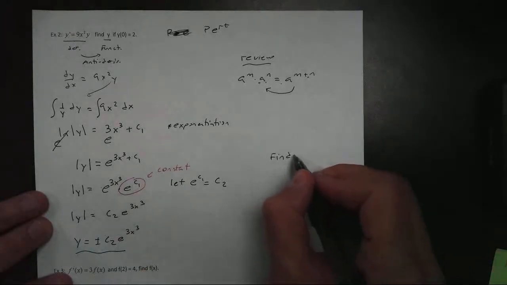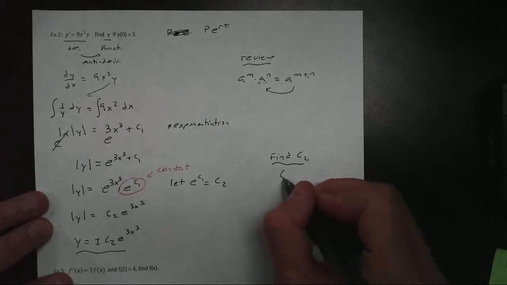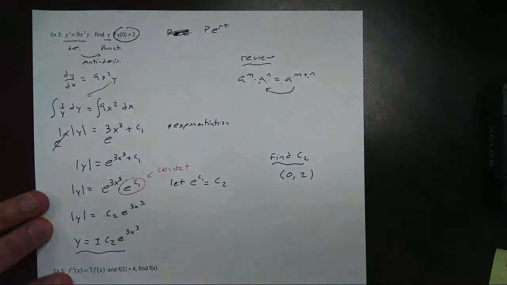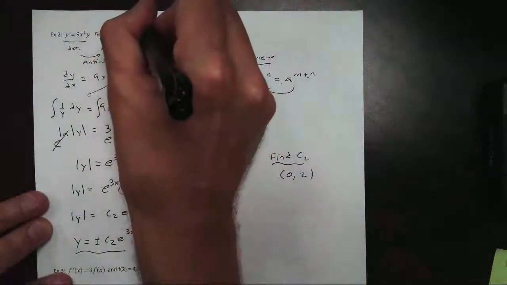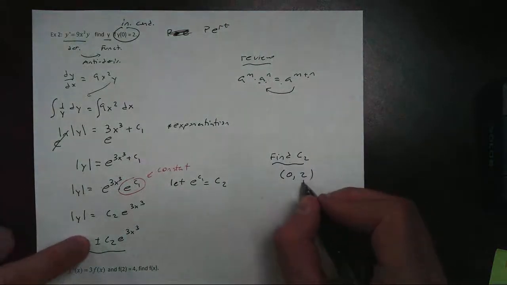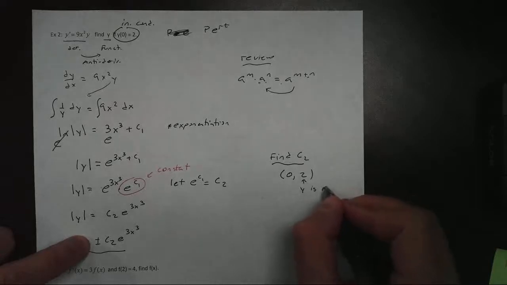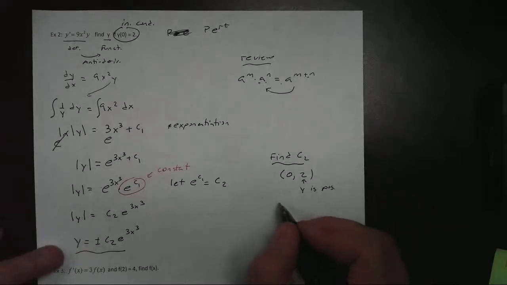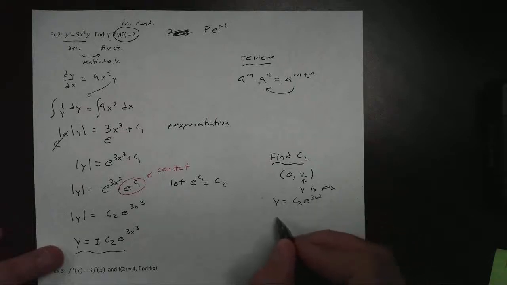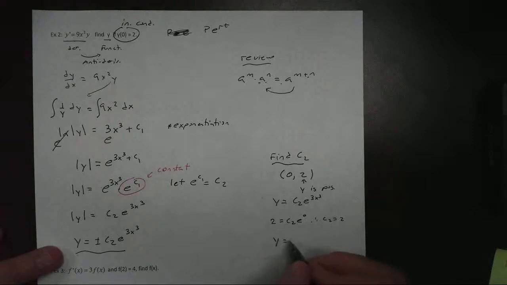We now need to find c2, and they give us the initial condition (0, 2). I get that from here. There's my initial condition right there. Now, remember, we have two answers, but this says my y here is positive, so I can just plug it in. I'm going to pick my positive one. y equals c2 e to the 3x cubed, and we get 2 equals c2 e to the 0. c2 is 2. So our equation is y equals 2 e to the 3x cubed.